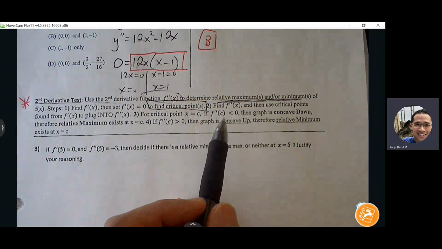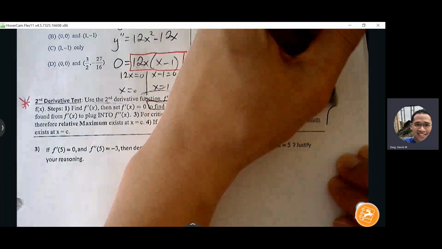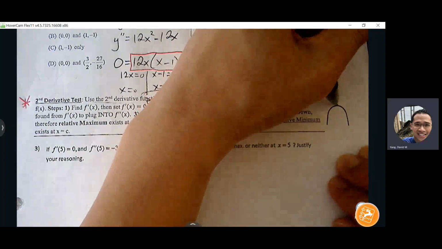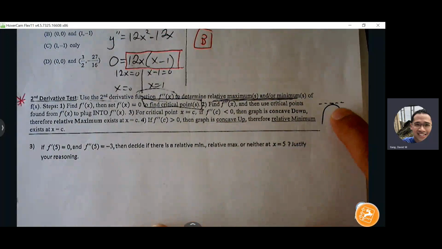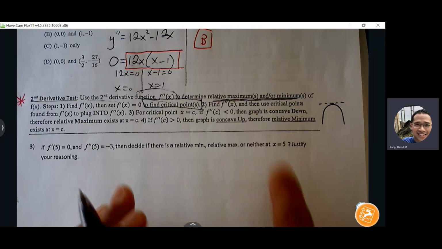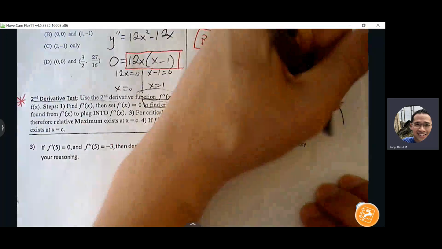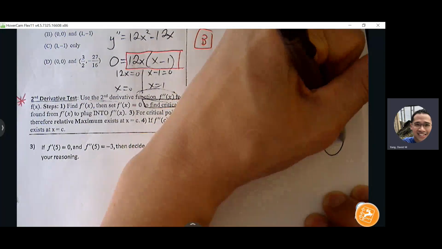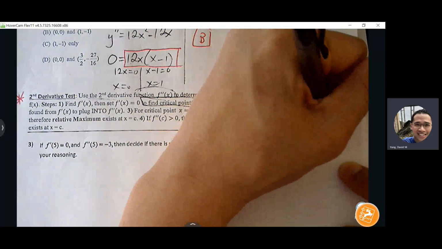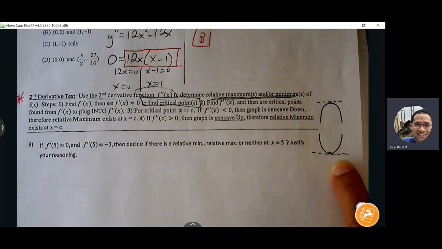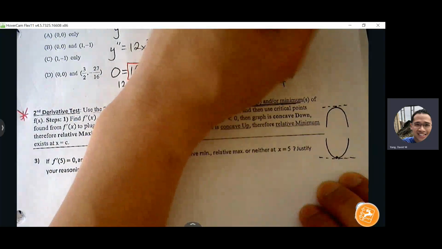Okay, if we get a negative number, we know the graph is concave down. If the graph is concave down, we know that paired with a slope 0, that point must be a what? A relative max. Yeah. And if I insert a value into the second derivative and I get a positive number, that means it's concave up. And if the graph is concave up and it's paired with a slope 0, we know that must be a relative what? Relative min.